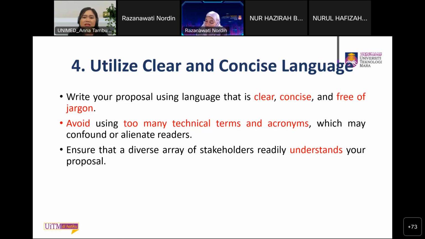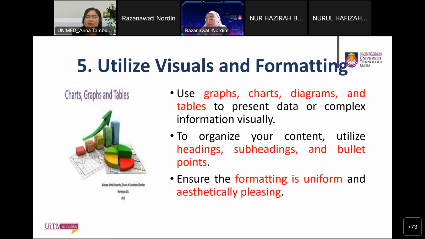And then after you concentrate on the language, that you should use concise and clear language, now you have to pay attention to visuals and formatting. So you can use visuals. For example, you can use graphs, charts, diagrams, or tables to present data or complex information visually. Sometimes we understand more when we can see clearly, visually.